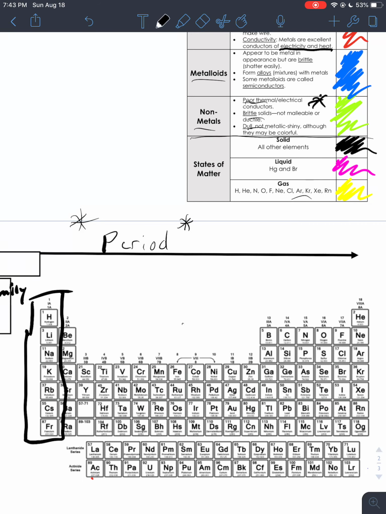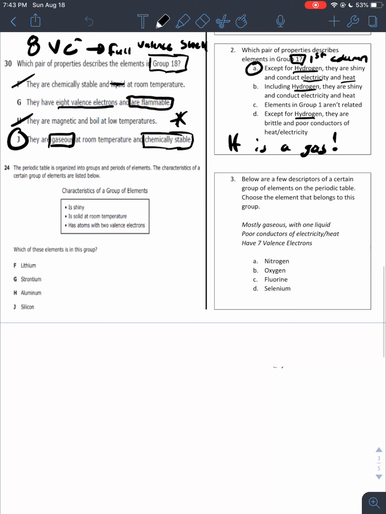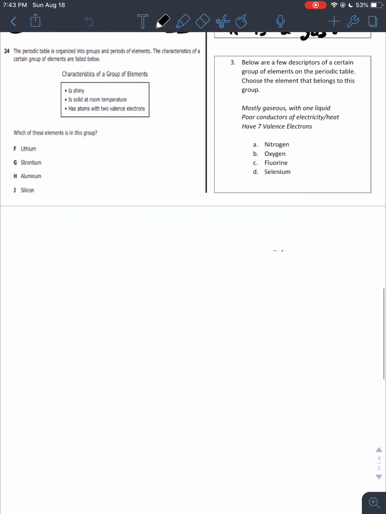The non-metals do not have the same property as the metals. So the answer here is A, except for hydrogen. They are shiny and conduct electricity and heat. They're all metals except hydrogen. Okay? Going on to our last question.